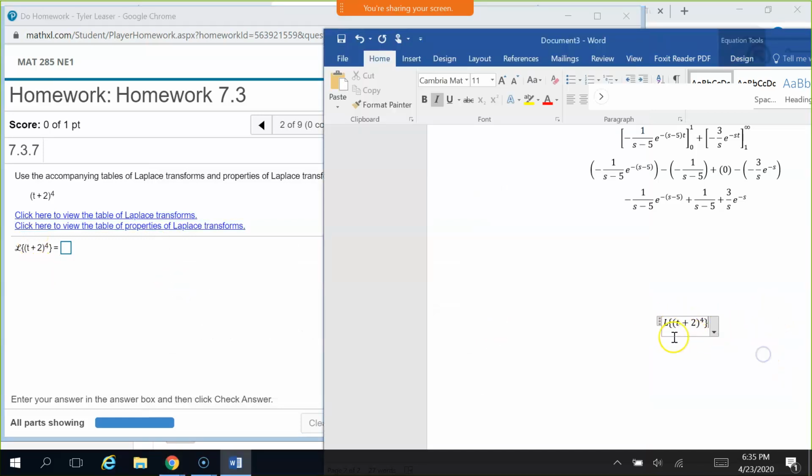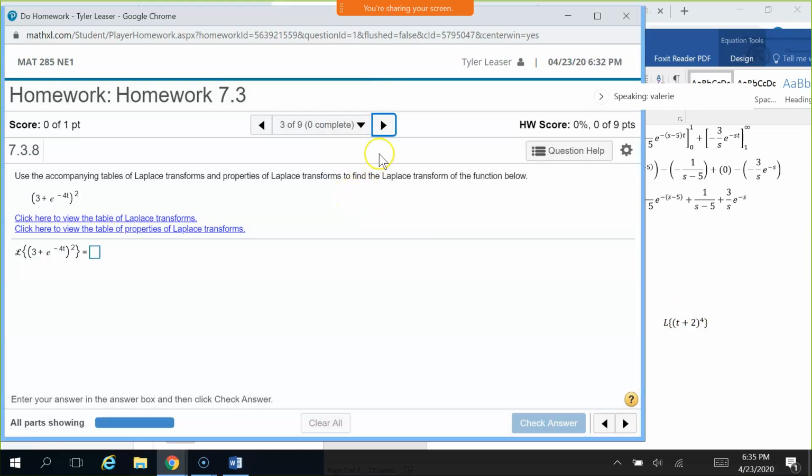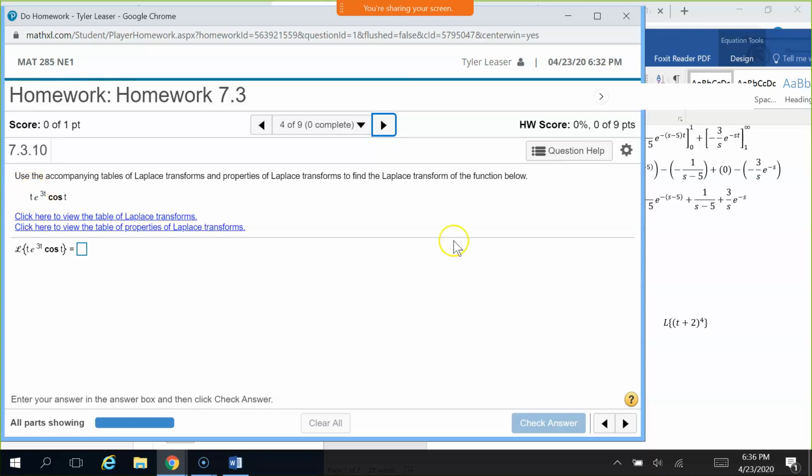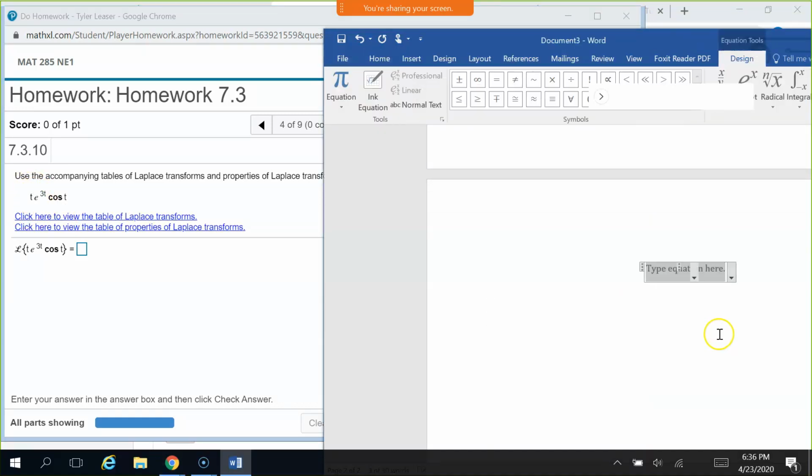All right, I don't feel like doing this one anymore, but we'll skip to a better one. Same kind of thing. You'd have to actually FOIL this one out. Here we go. So one with a t out in front. Let's look at that. So t e to the 3t cosine of t.